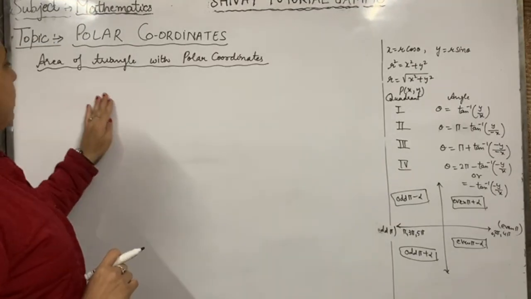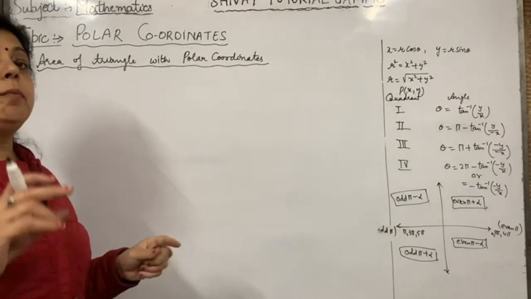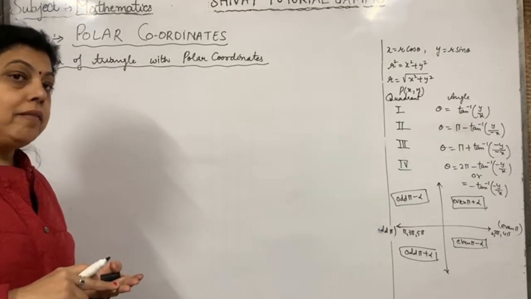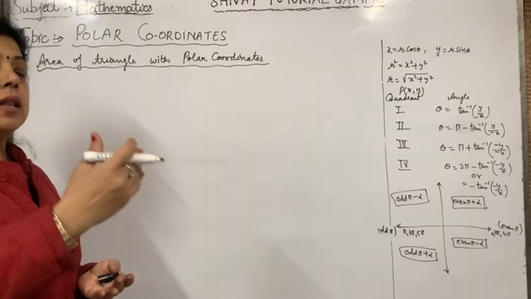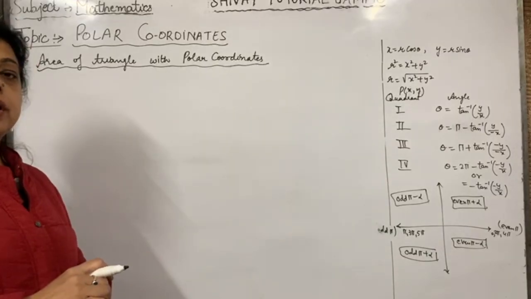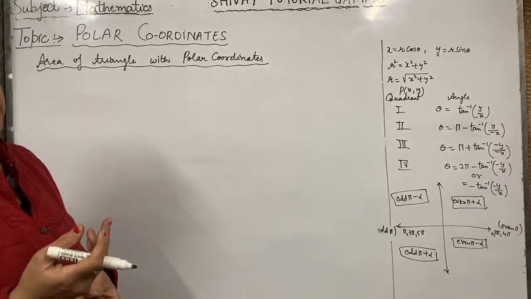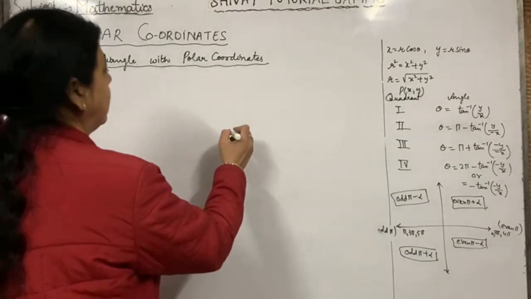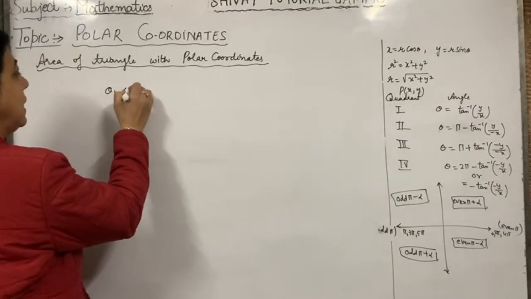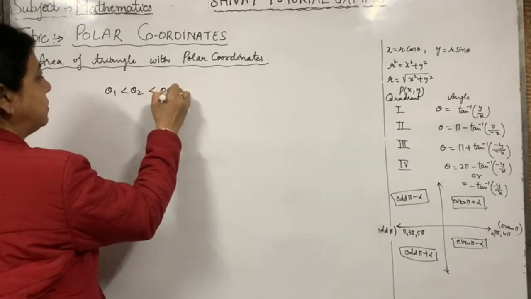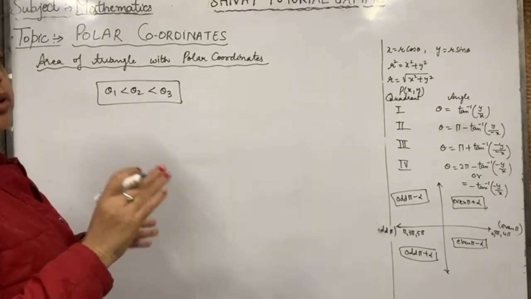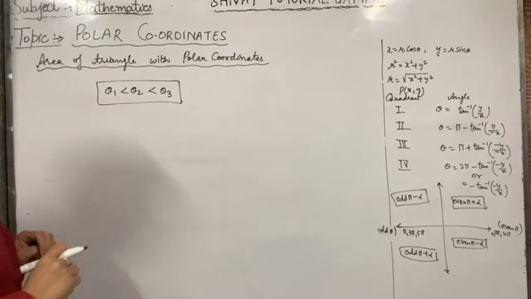When we have to find the area, we will plot the points according to the angle. The smaller angle will be r1 theta 1, the second angle will be r2 theta 2, and the largest angle will be r3 theta 3. Clear? We will take the points such that theta 1 is less than theta 2 and theta 2 is less than theta 3. We will take the points according to the angles. Three points are given to us.